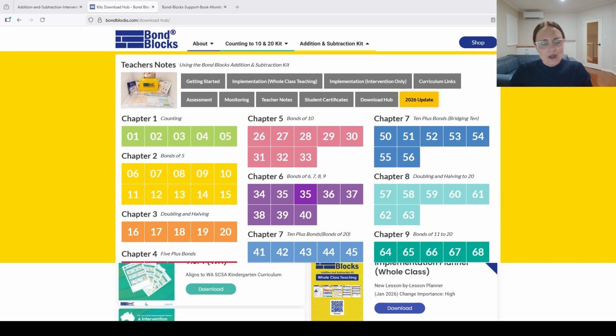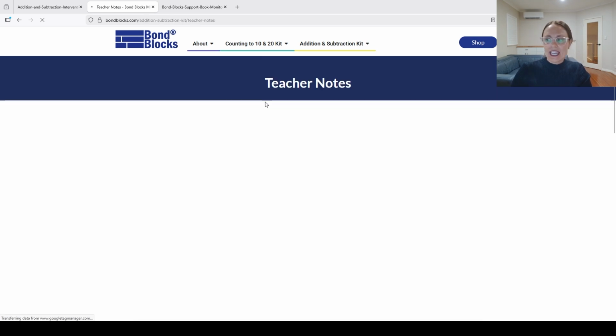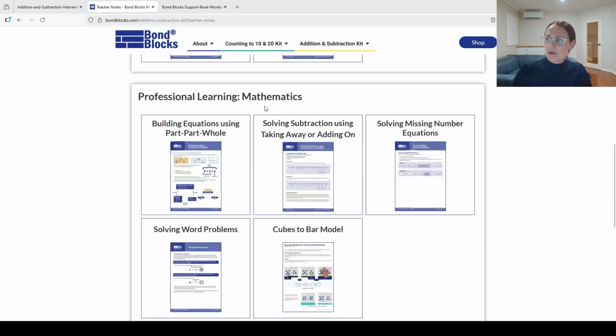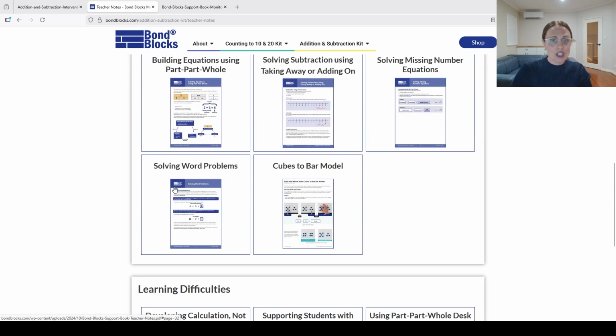Word problems are a difficult topic for a lot of people to teach and also for students to solve. But there's also a lot of misinformation out there, such as using the keyword strategy to match specific words to specific operations, and that fails 50% of the time. If you want to know more about that, come over to the teacher notes section. If you scroll down here, there's teacher notes about how to actually solve the word problems, and it will walk you through that process.